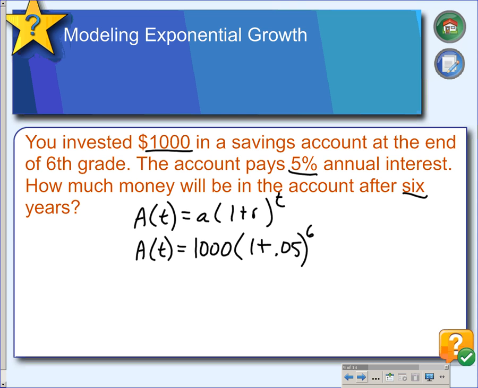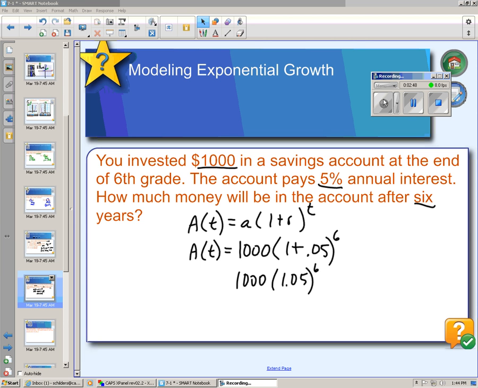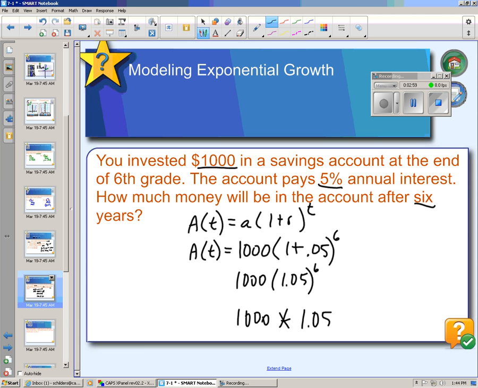So you can combine 1 plus 0.05, gives us 1.05 to the 6th power, and then we would calculate this. To calculate it, you just put it in your calculator exactly as it appears here. You put 1,000 times 1.05, raise it to the 6th power. That should come out to $1,340.10. Make sure you round all your money to 2 decimal places because that's a normal thing to do, dollars and cents.